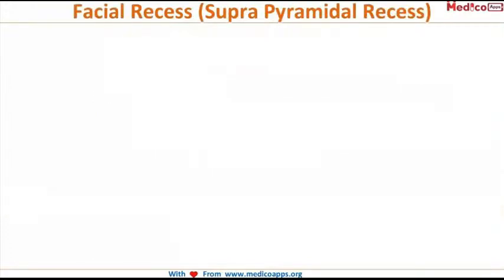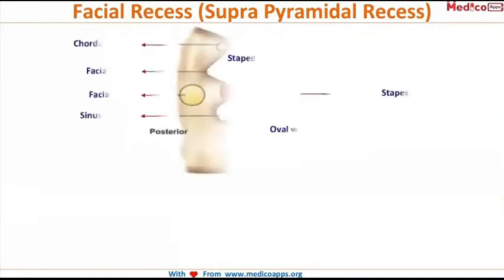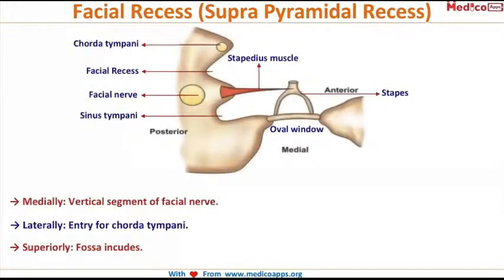Next we are looking at the facial recess. So look at this image over here. Medially, it is formed by the vertical segment of the facial nerve. So this is the facial nerve and the vertical segment that is passing behind, we cannot see that in this image.